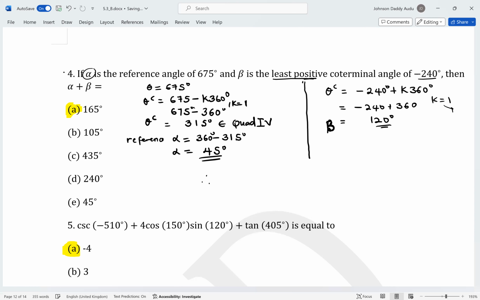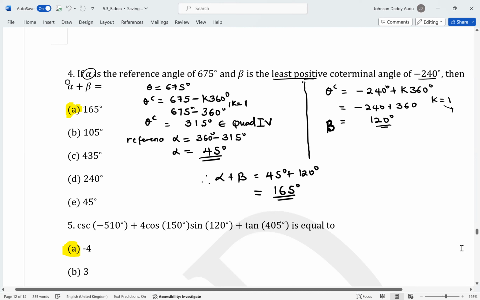So alpha plus beta is just going to be 45 plus 120, which is 165. Okay.